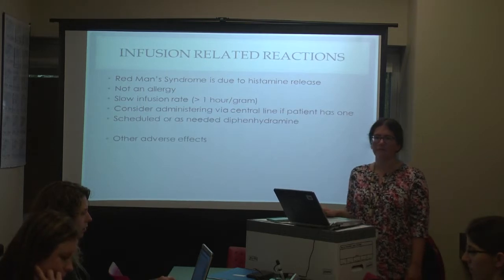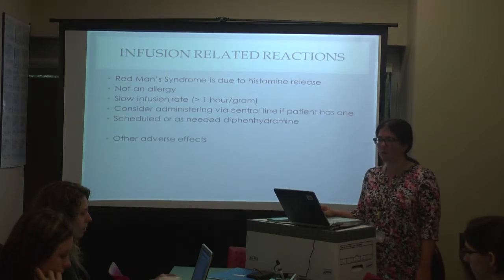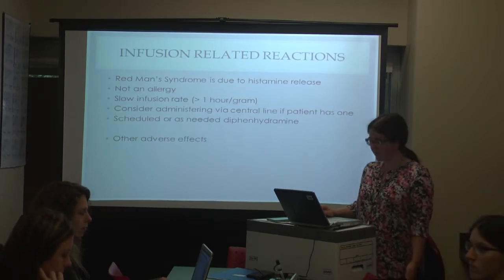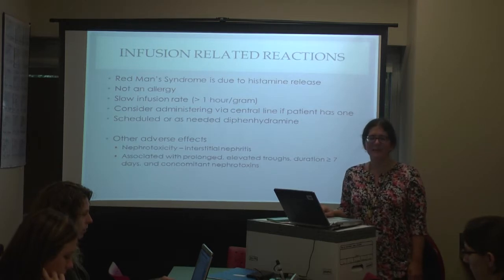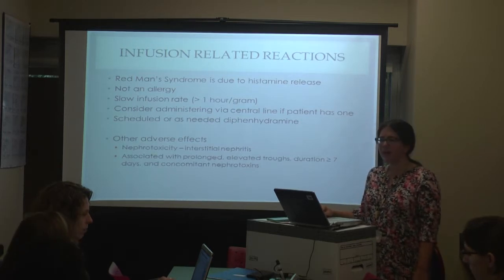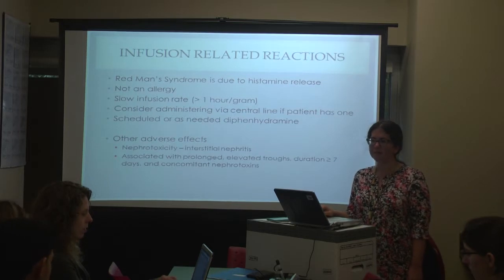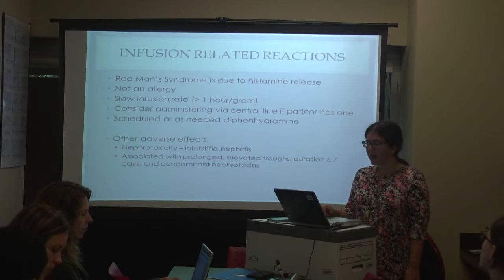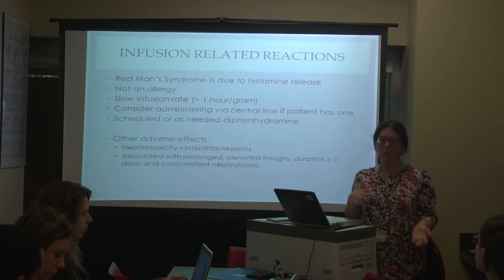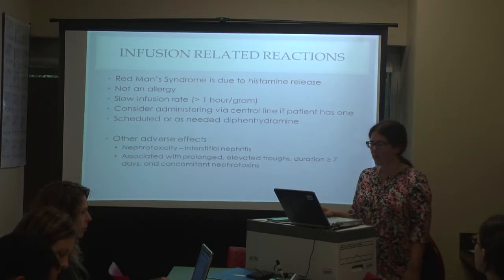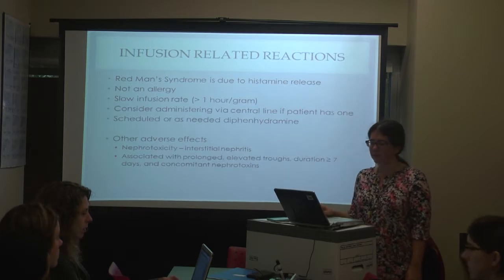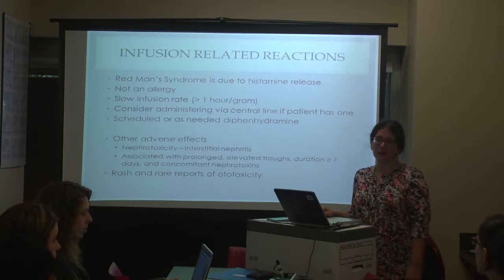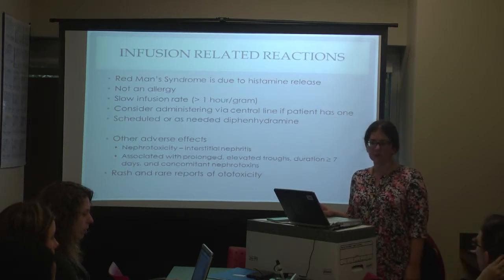So what are some other adverse effects of vancomycin that we should be monitoring for or consider? Renal? Renal, yeah, that's a big thing. Nephrotoxicity. It specifically can cause interstitial nephritis, and it's associated with prolonged elevated troughs, duration greater than 7 days, and concomitant nephrotoxins. And it really was seen when vancomycin was first on the market, and it's seen a lot less now, but certainly there's still a big fear of nephrotoxicity from vancomycin. There also, vancomycin can rarely cause rash, and there are reports of ototoxicity as well.